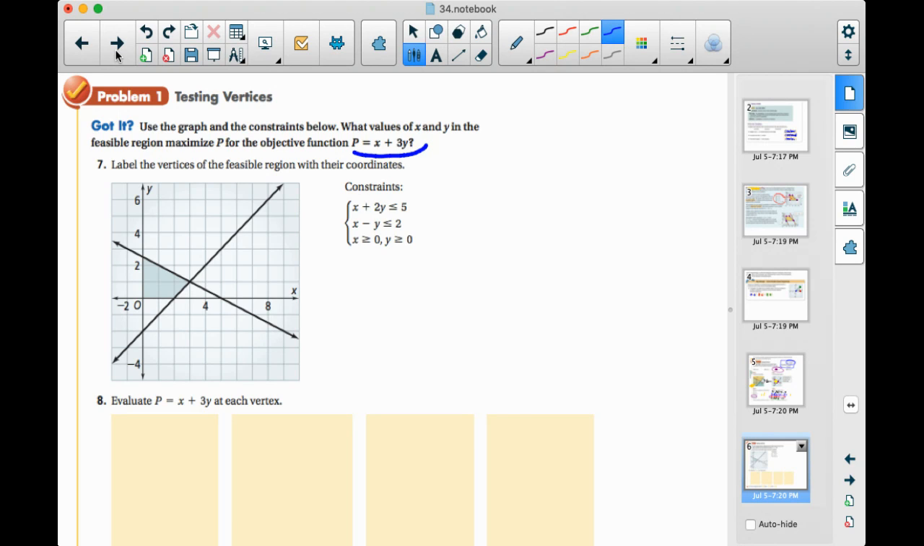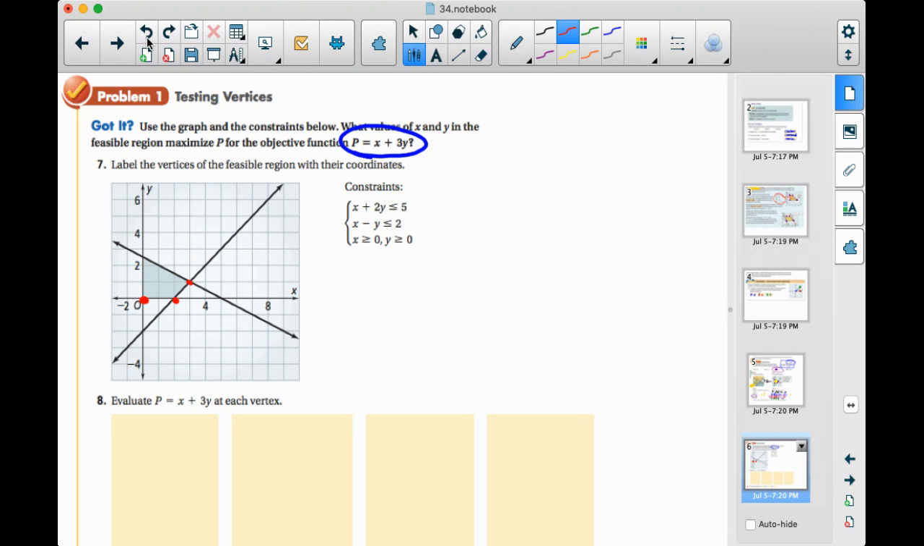Here is our objective function, P equals x plus 3y. We want to graph the function, and it's nicely graphed for us. First off, everything's in the first quadrant again because of these two right there. So I'm going to go to the right of that vertical and above that horizontal, which is everything in the first quadrant. Then I'm going below that line and above that line, and that puts me in this shaded region that we have right here.